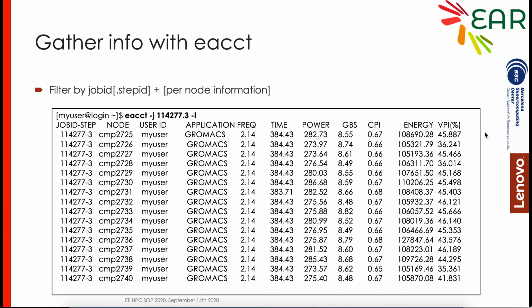And the last column, only shown with the -l option, is the percentage of AVX 512 instructions over the total, is what we call VPI, vector instructions per total instructions. Okay, but it only reflects the AVX 512 instructions. Okay, because they are the ones with more weight or more impact in the frequency.